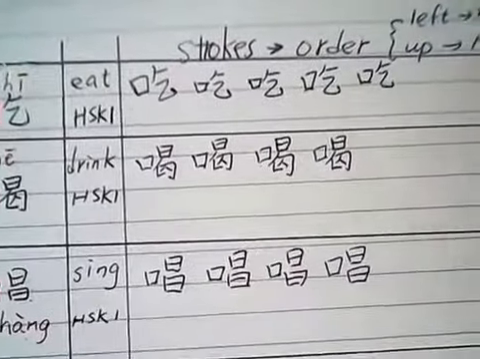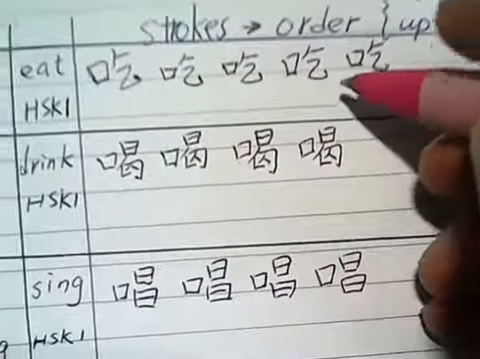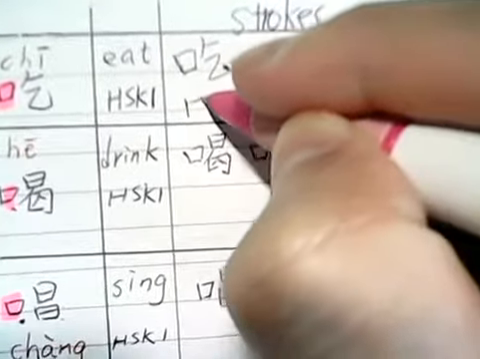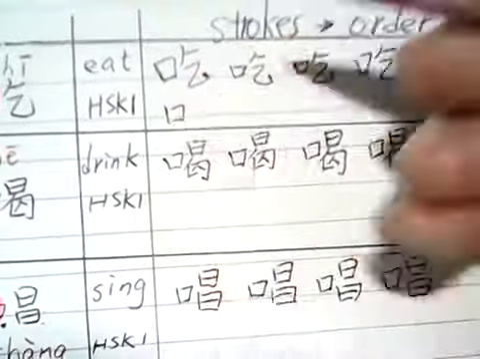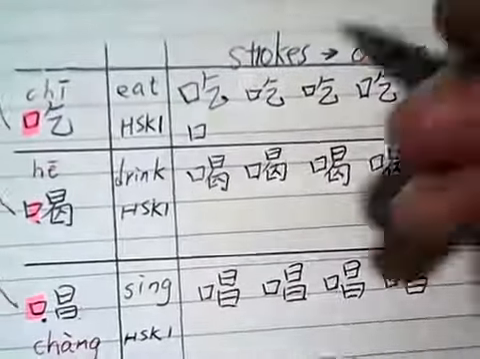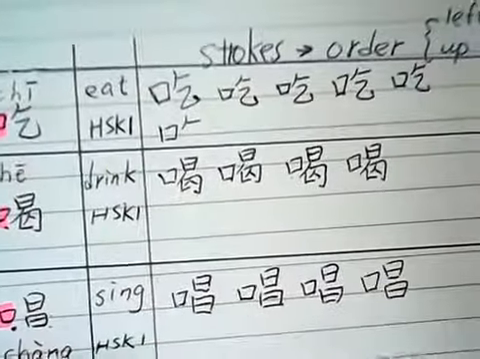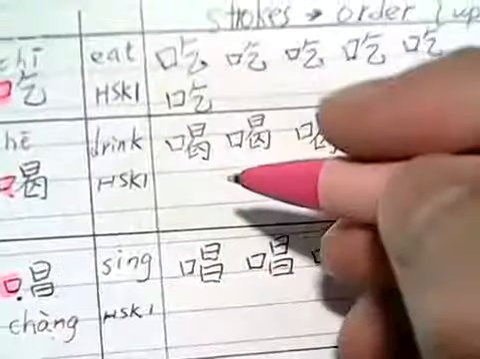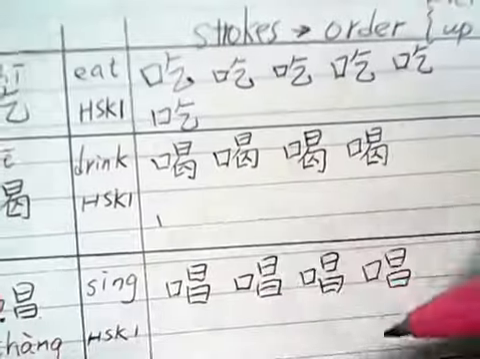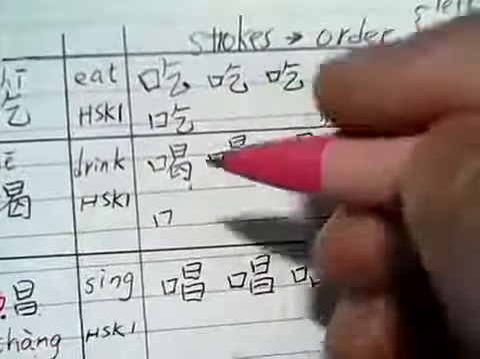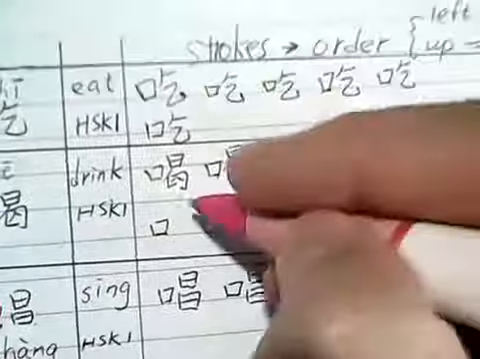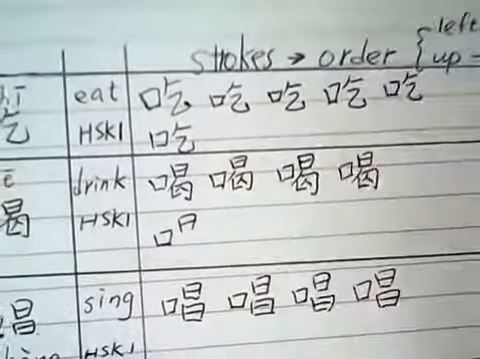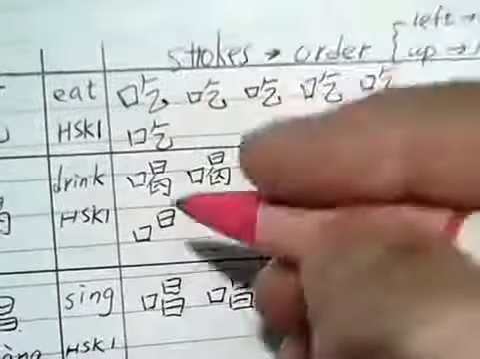Okay, let's practice again how to write these words with strokes. Like this, like this. Okay, then let's practice the word 喝, drink, like this. Okay. That's the way we write a Chinese word, okay?